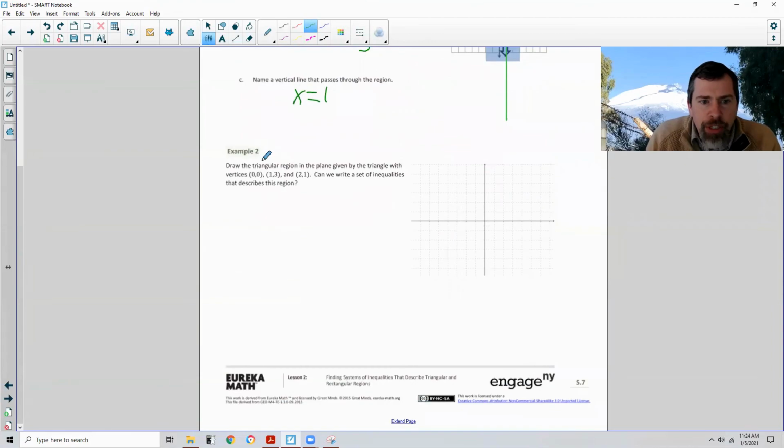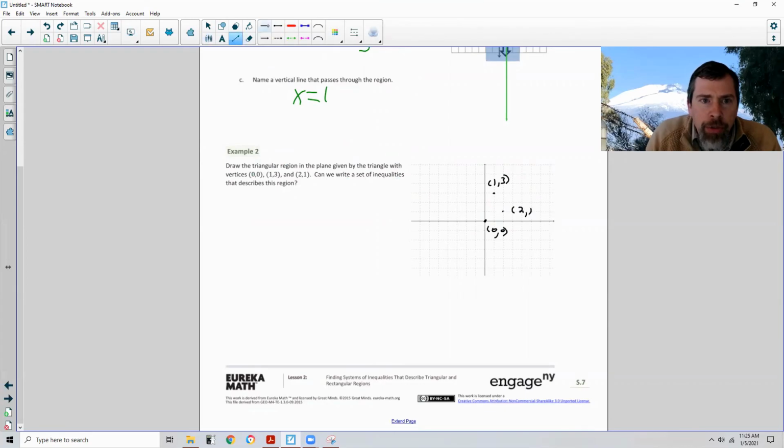All right, example 2 says to draw the triangular region in the plane given by the triangle with a vertex of 0, 0. So I'll put a dot at 0, 0. It's right there. That is 0, 0. The point 1, 3 is over 1, up 1, 2, 3, right there. That would be the point 1, comma 3. And then the point 2, comma 1 is over 2, up 1, which is right here. That is 2, comma 1.